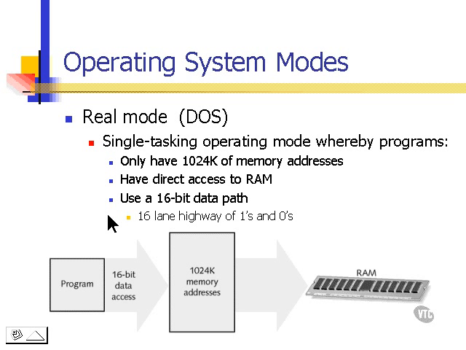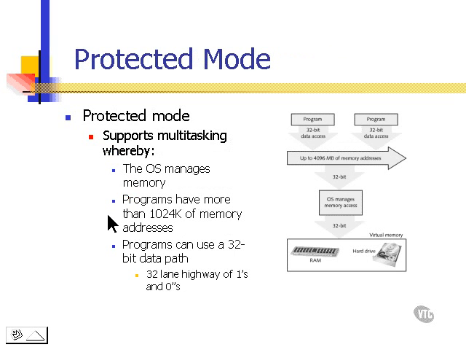Real mode is typically not used today. Today we use protected mode. Protected mode supports multitasking because the operating system manages memory. Programs can have much more than 1 meg of memory addresses, and they typically use a 32-bit data path, which is like a 32-lane highway, and you can see what the advantage of that would be. So those are some common software terms.